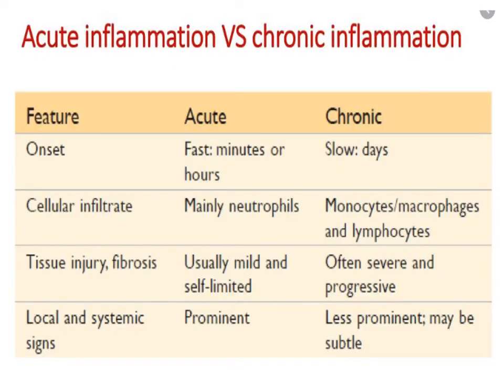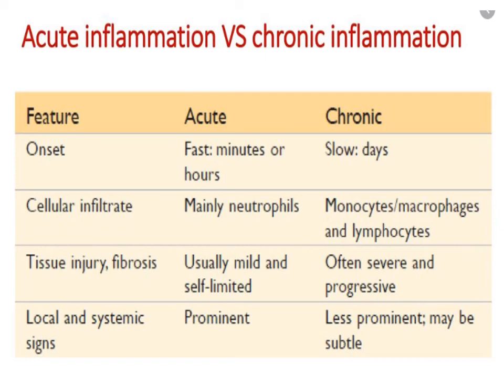Okay, so here's a slide comparing acute inflammation versus chronic inflammation. So the onset of acute: fast, minutes to hours, right? The mast cells, the macrophages, the neutrophils, the release of cytokines, the vasodilation leading to the warmth, the tissue edema, the redness, the pain, right? Happens very quickly. What are the main cells involved? The main cells are mast cells, macrophages, and neutrophils. Those are the main cells.